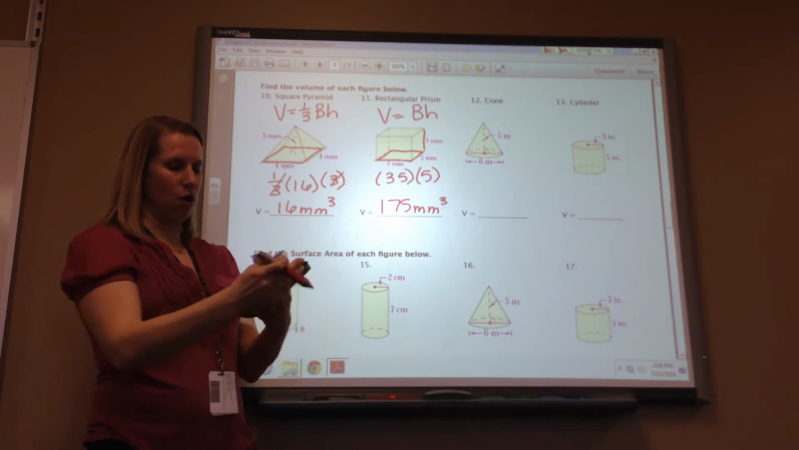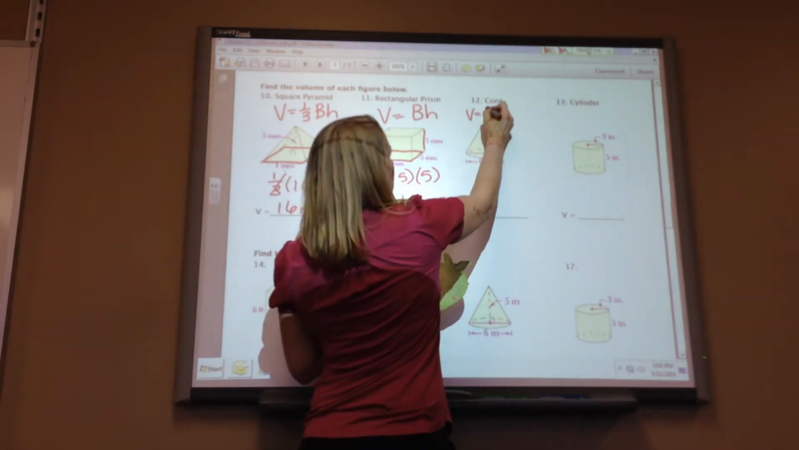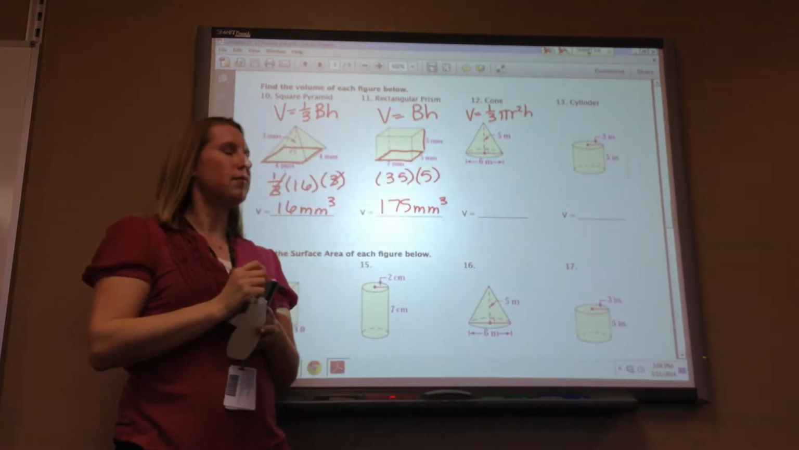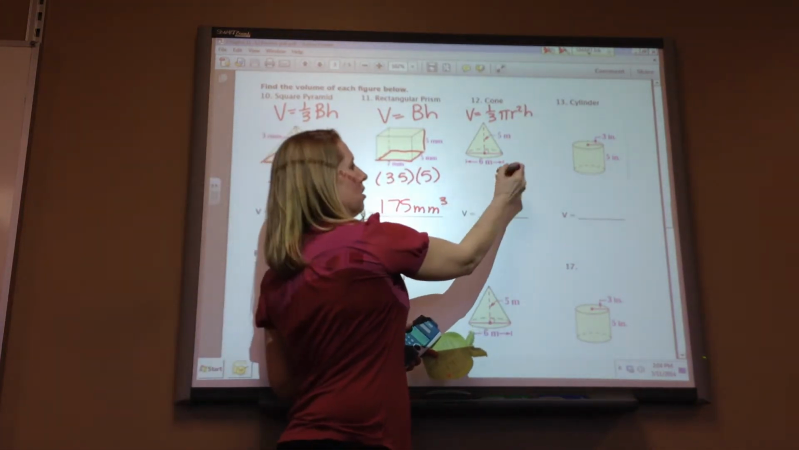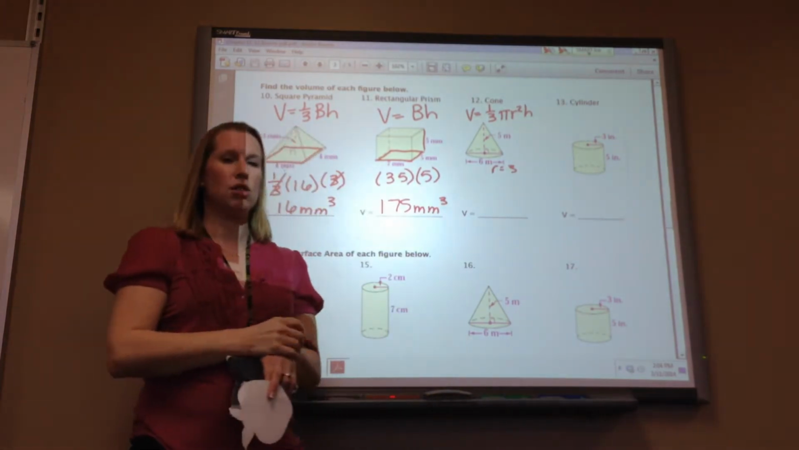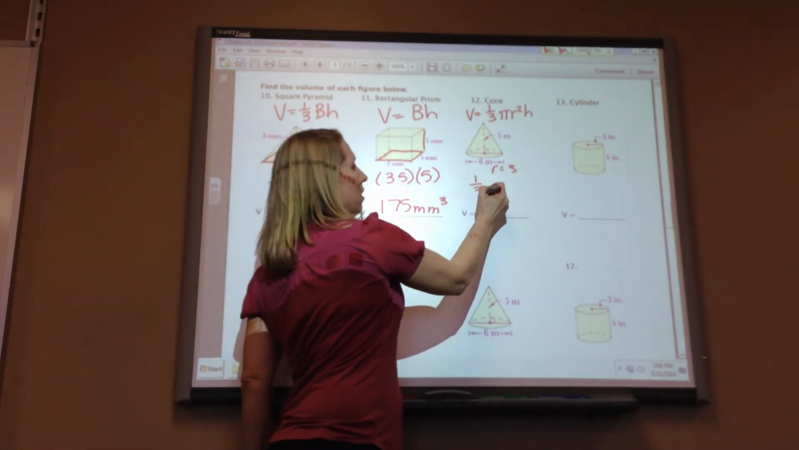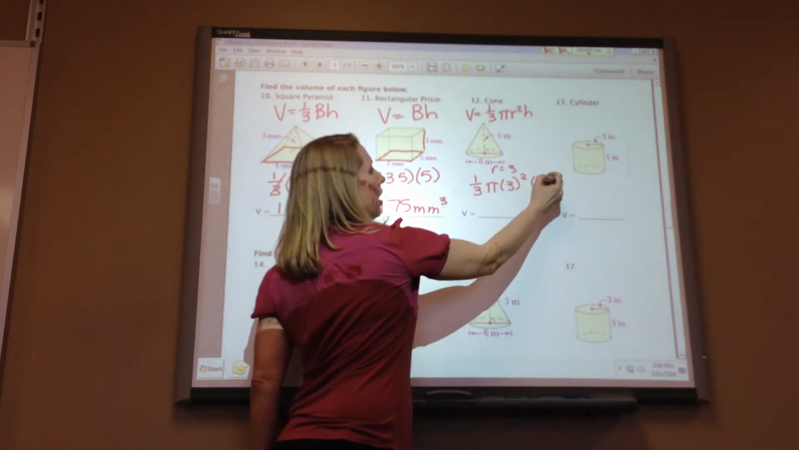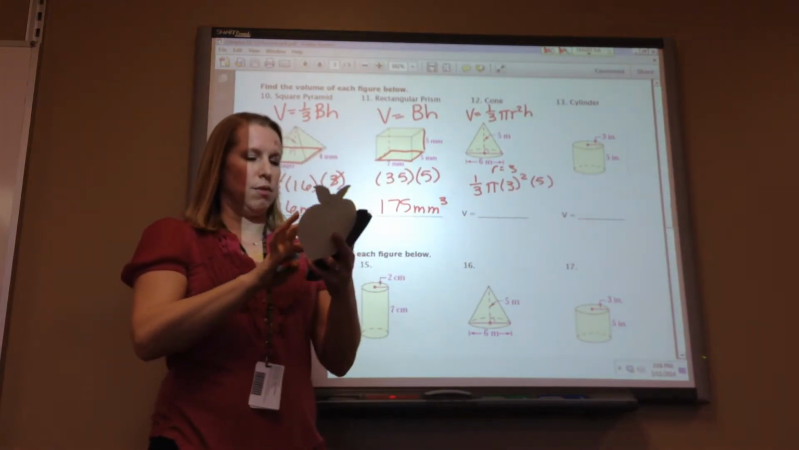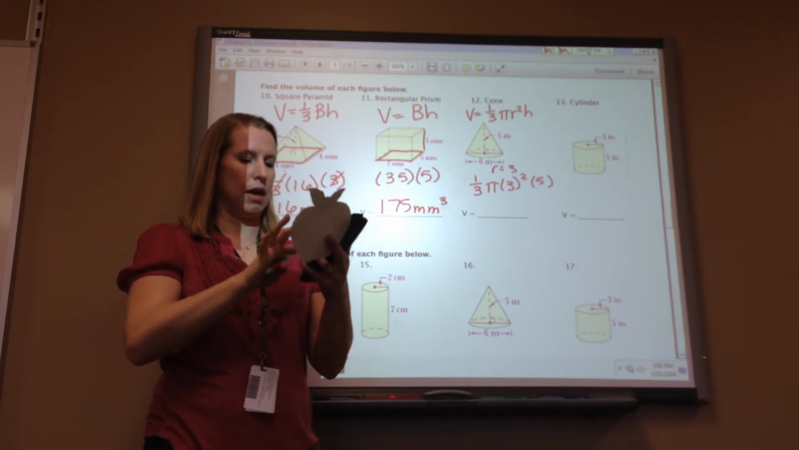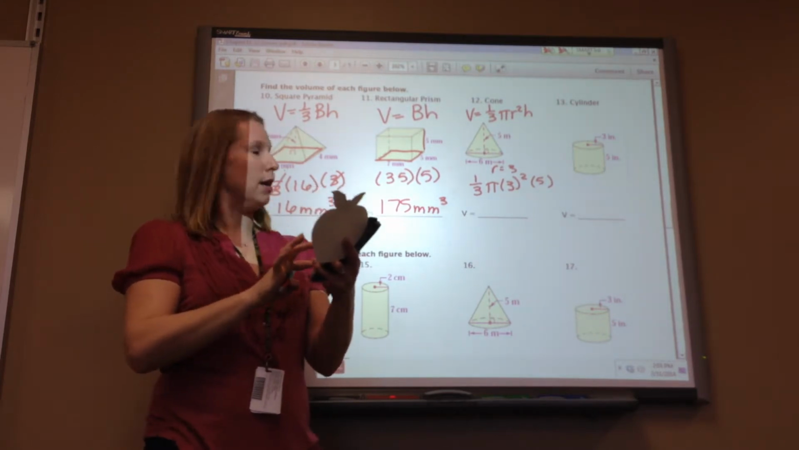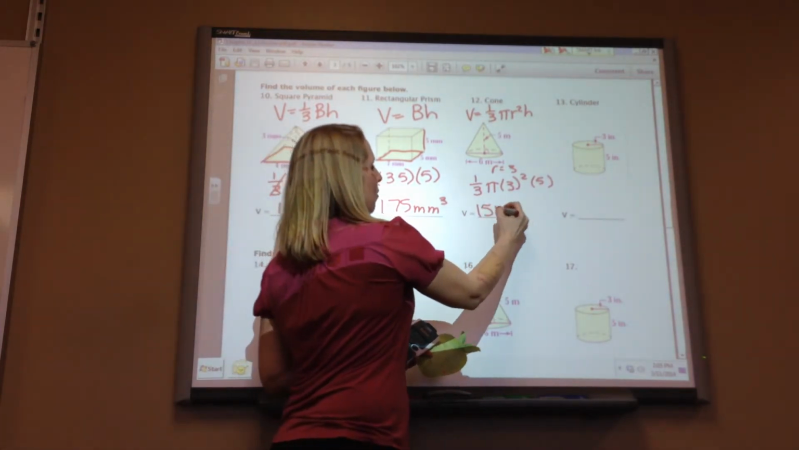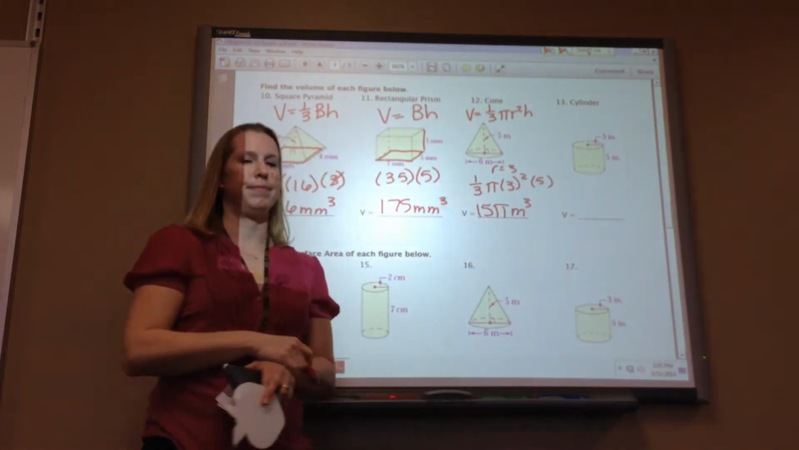Okay, volume of a cone is 1/3 pi r squared times the height. This whole diameter is 6, so the radius would be 3. So I'm just going to plug it in. 1/3 pi 3 squared times the height, which is 5, and I got 15 pi meters cubed.